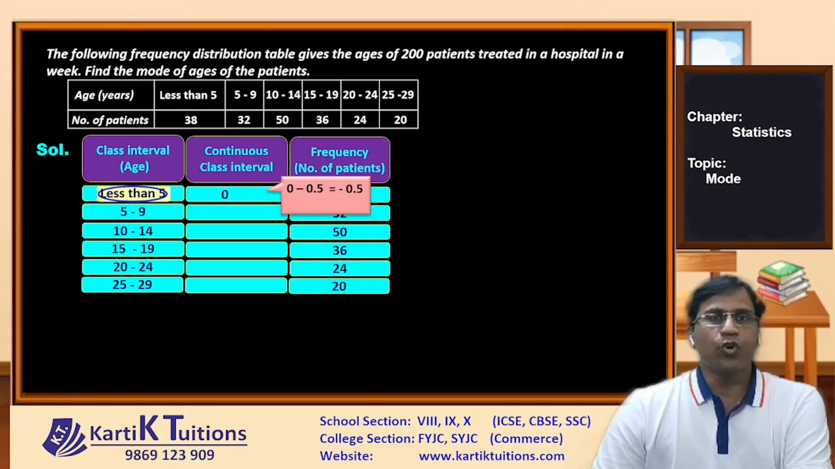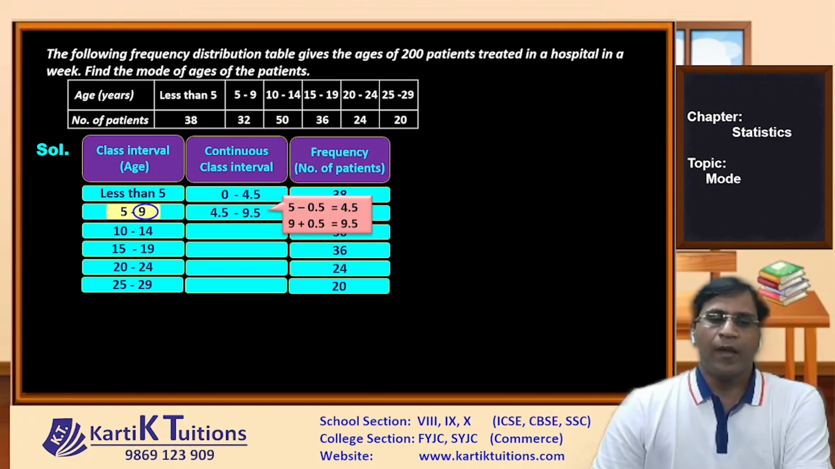Now, when we add that 0.5 to the upper limit, it will become 4.5. So my first class is 0 to 4.5. I repeat, since the sum is on ages and age cannot be negative, that's the reason in my first class I have taken the lower limit as 0. Now, for the next class, 5 minus 0.5 will give us 4.5 and 9 plus 0.5 will give us 9.5. So our second class is 4.5 to 9.5. And in the same way, we get the remaining classes. I hope you remember this. We have discussed this in an earlier sum also. So now we have got the classes.